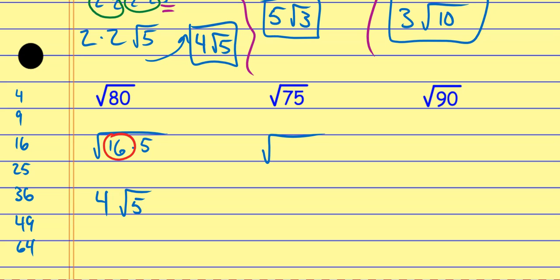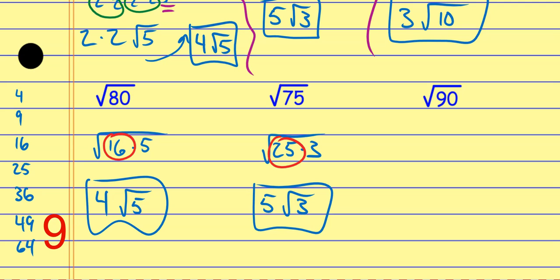Same thing with the next guy. I look for perfect squares from that list. 25, so 25 times 3 is a 75. And then I say, hey, I know the square root of 25. The square root of 25 is a 5, right? So that becomes a 5. But then the square root of 3, well, I don't know what that is, so I just leave it as the square root of 3.